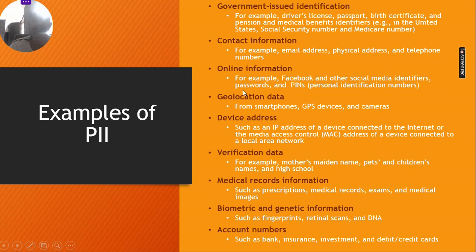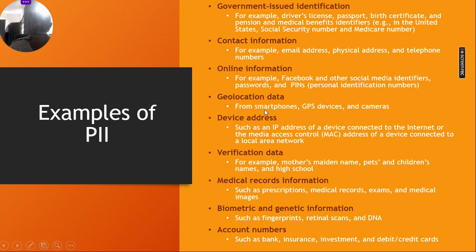Online information, like when you're opening your Facebook, your Twitter, your Instagram, your TikTok, your whatever, all your social pages and your social connect, your LinkedIn, all your social connects. So you need a password, you need a PIN, personal identification number, that you create. So all these are your personally identifiable information. People can use them to trace you.